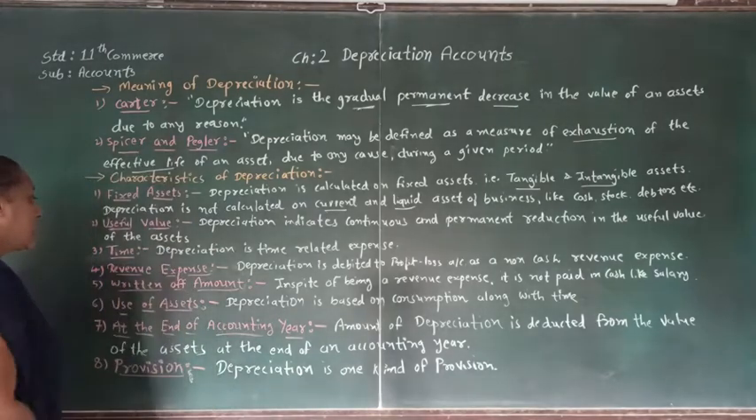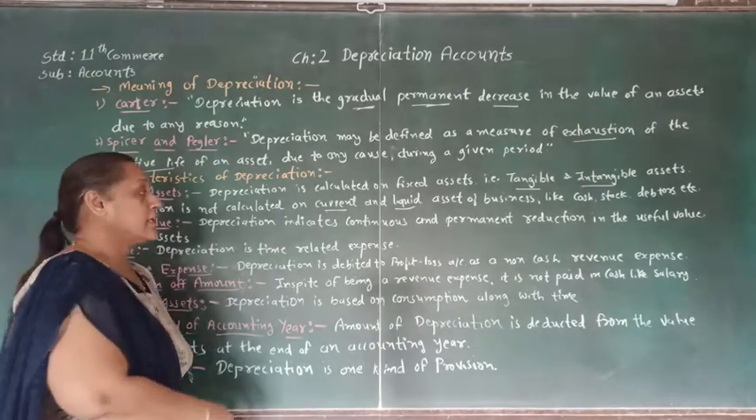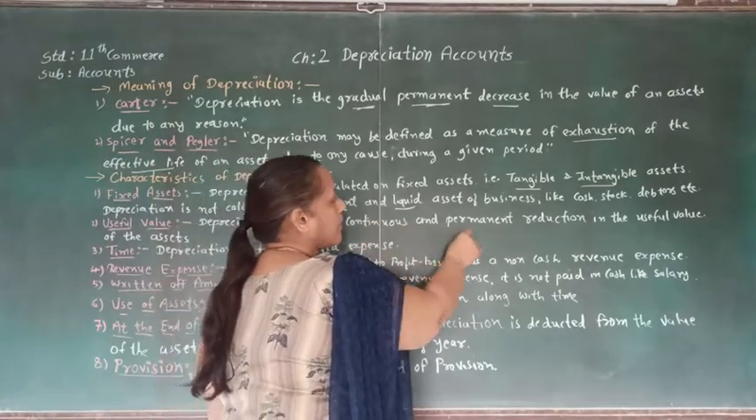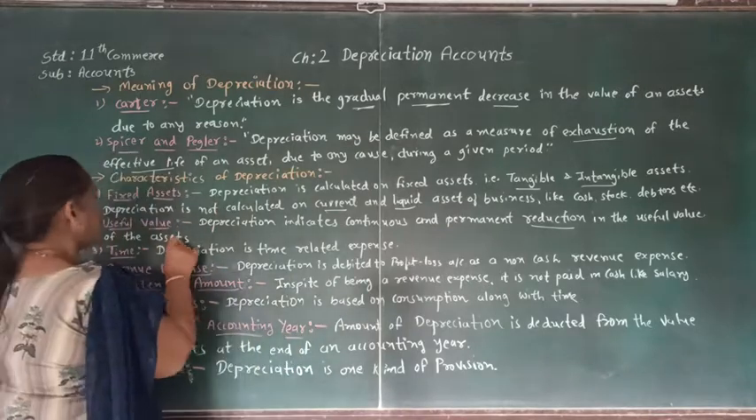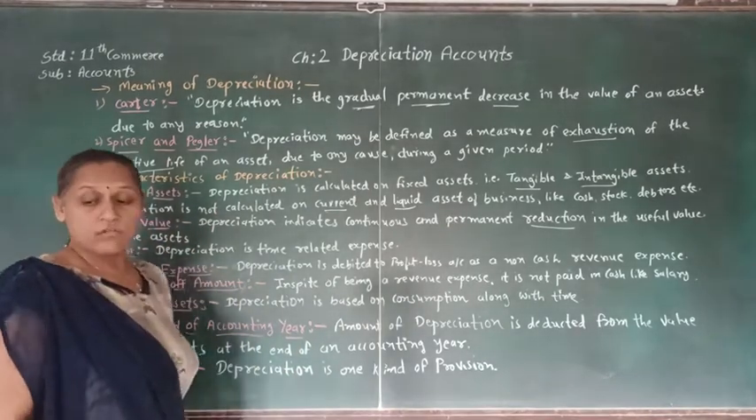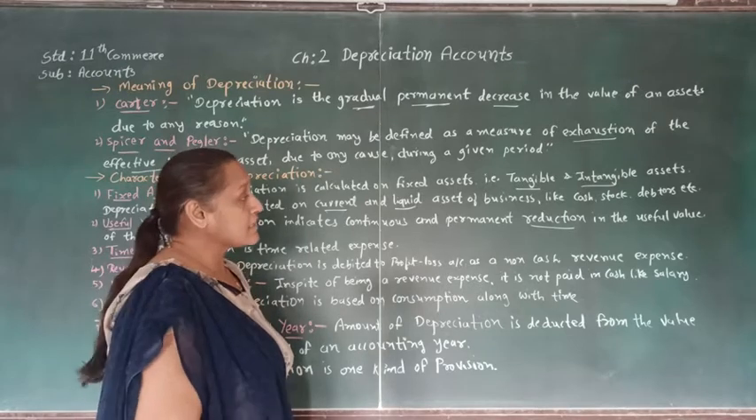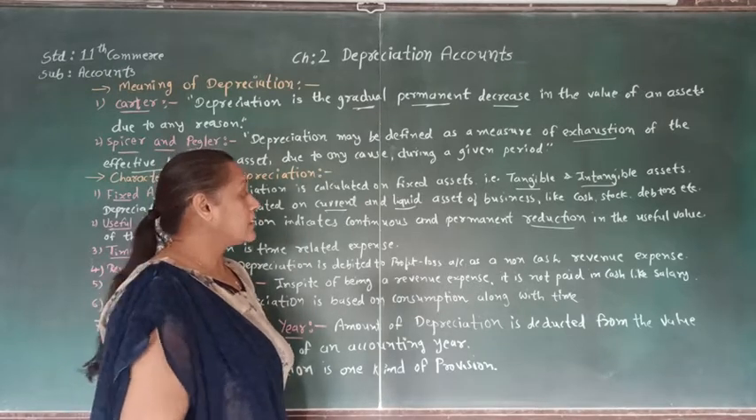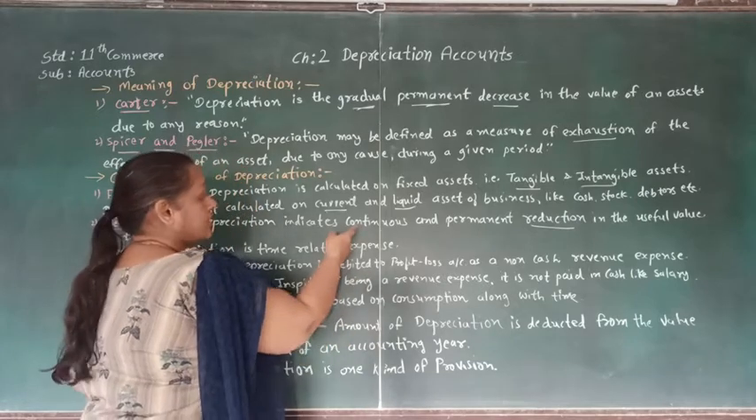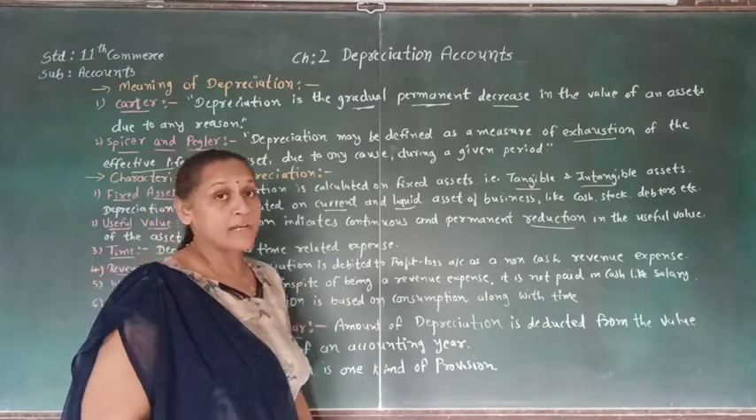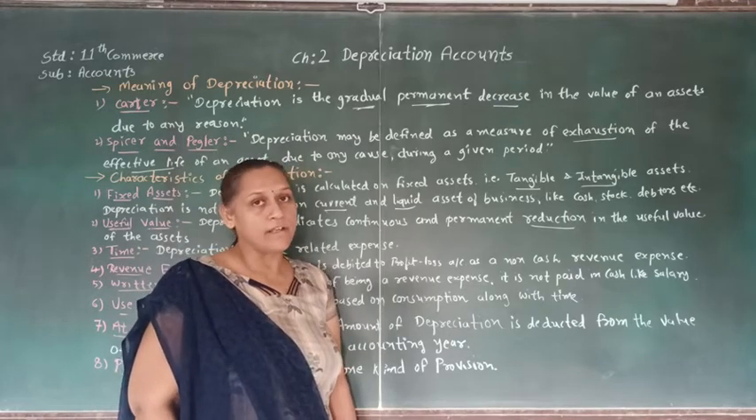Now the second characteristic is useful value. Depreciation indicates a continuous and permanent reduction in the useful value of the asset. Because of depreciation we come to know that there is a decrease or reduction in the useful value of the asset. It is a continuous and permanent reduction in the value of the asset, and that's why it is called depreciation.